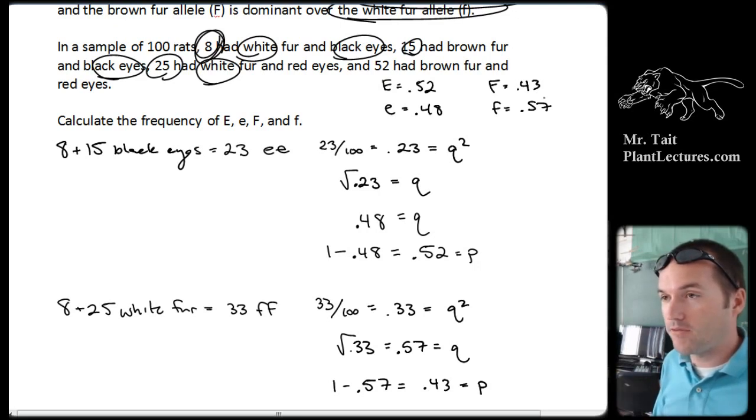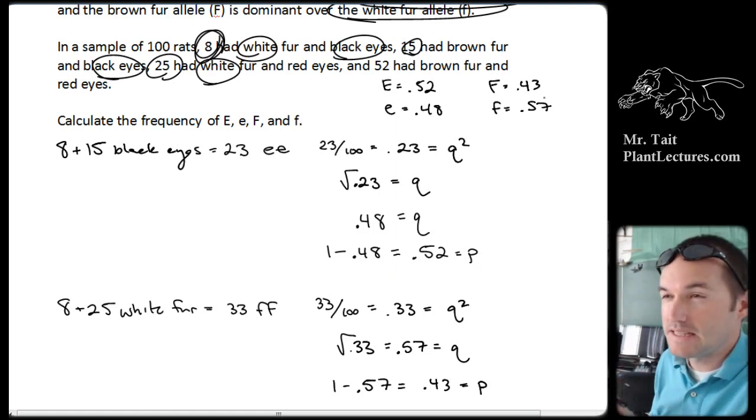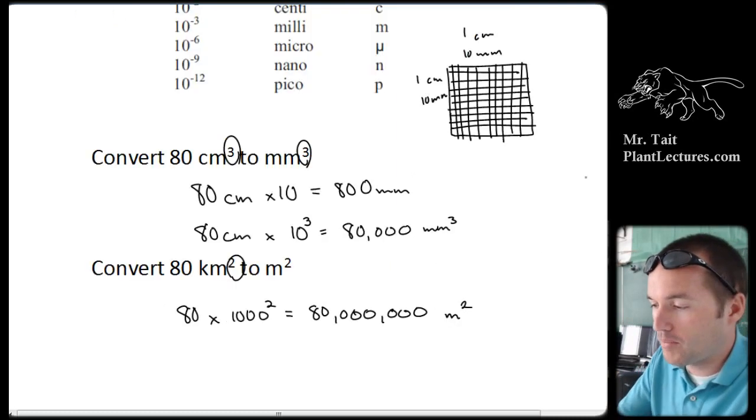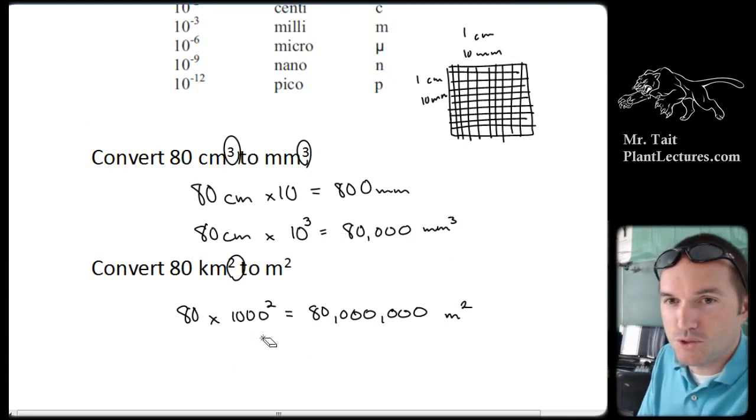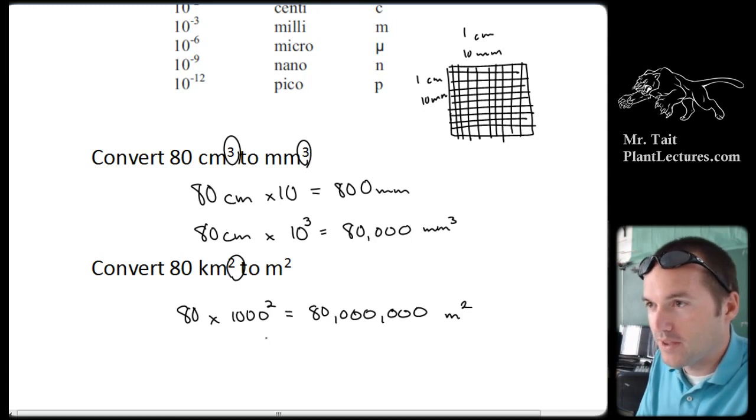You have given to you, I will provide for you, 4 function calculators plus square root. It's the only calculator that you're allowed to use. You cannot use a scientific calculator, cannot use a graphing calculator, just 4 function plus square root. Those are like the little ones that look like this that also have a square root key. Okay? That means that you can't square anything. There's no square button, right? So like when we were doing our metric conversions up here and you wanted to do 1,000 squared, there's no square button, so what do? 1,000 times 1,000. There's also no cube button, so what do?